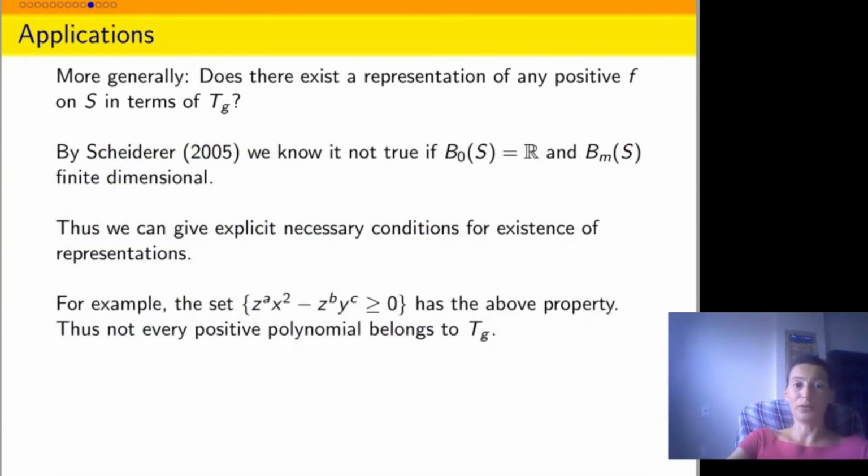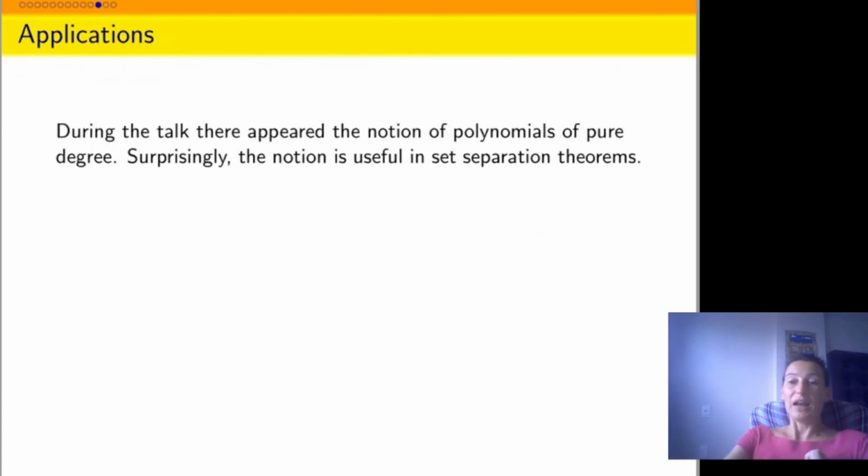So for example, the set Z_A x squared minus Z_B y to the C, where C is even, has the above property. So not every positive polynomial belongs to the positive cone. So we have a negative answer to the representation question, and also to some constrained optimization problem. Another application is, surprisingly, to the idea of set separation.